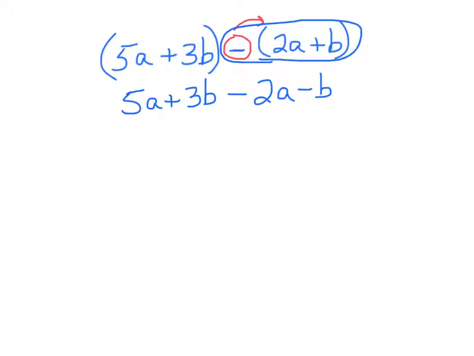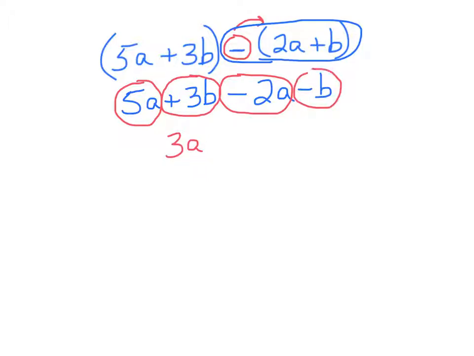Now, as I go through, I can combine my like terms. I have 5a subtract 2a, which is equal to 3a, and I have a plus 3b, which I'm going to think of as a positive 3b, subtract b, which would give me plus 2b. This idea of having a subtraction sign in front of a set of parentheses is something to really pay particular attention to, and it's an area where I see a number of mistakes being made. So please pay attention to that area.